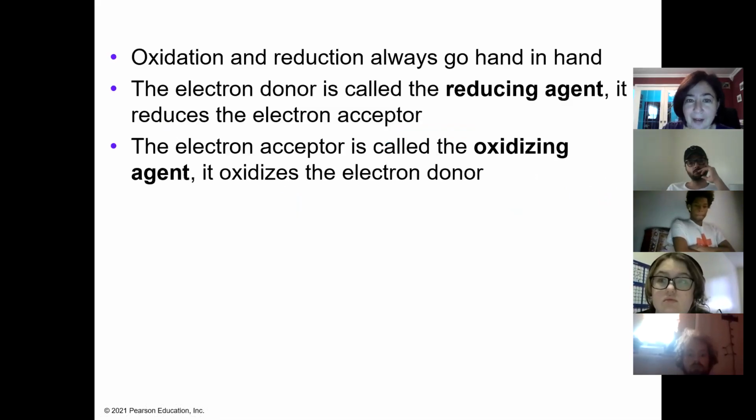Okay. So basically, the one that gives an electron away is called the reducing agent, right? And the one that is picking up electrons is called the oxidizing agent. Reducing, oxidizing. So oxidizing basically is the one that can take electrons away, pick them up.